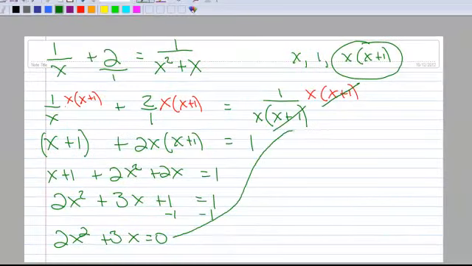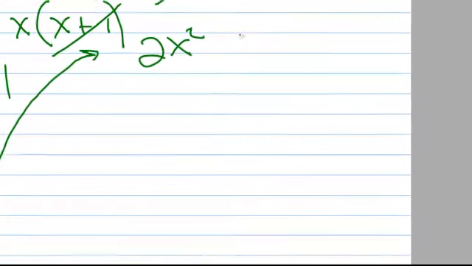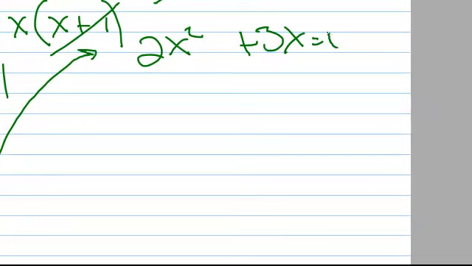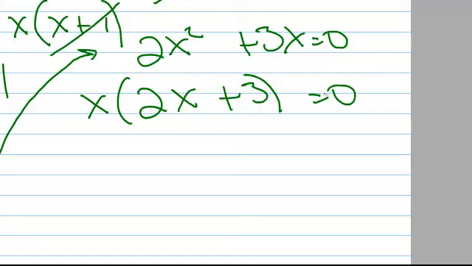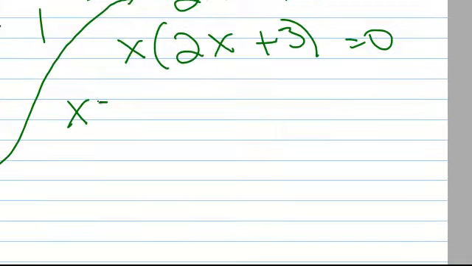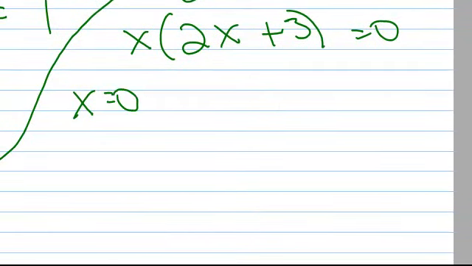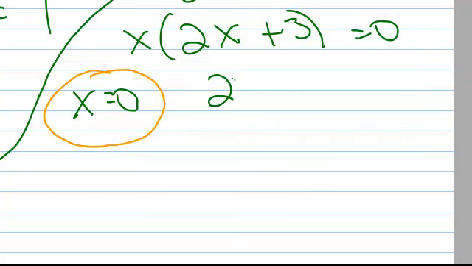And let's take it up here and work on it up here. So I have 2x squared plus 3x equals 0. Let's factor out a common factor of x. So I have x times the quantity 2x plus 3 equals 0. Set each of the factors equal to 0 and solve. So we get x equals 0. There's one of my solutions right there. And then let's take this other factor. 2x plus 3 equals 0.